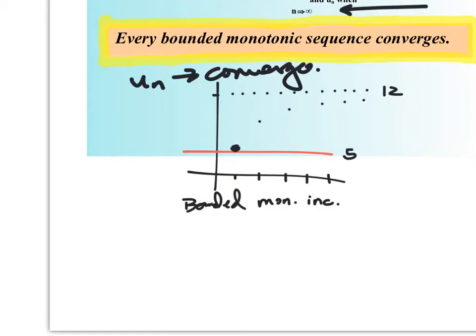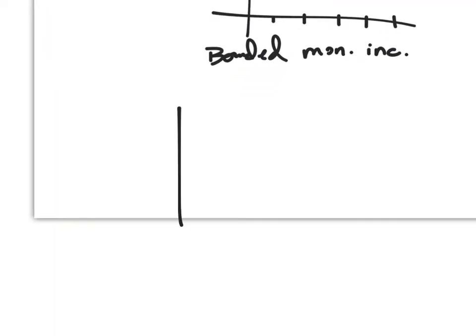Now, if a sequence doesn't meet one of those two criteria, here's an example. Here's monotonic increasing, but it's not bounded. It's got a lower limit of whatever the first term was, but it has no upper limit, right? It's not approaching anything.